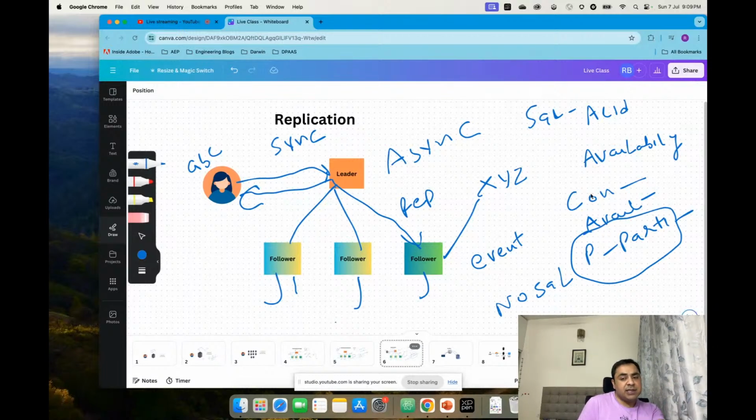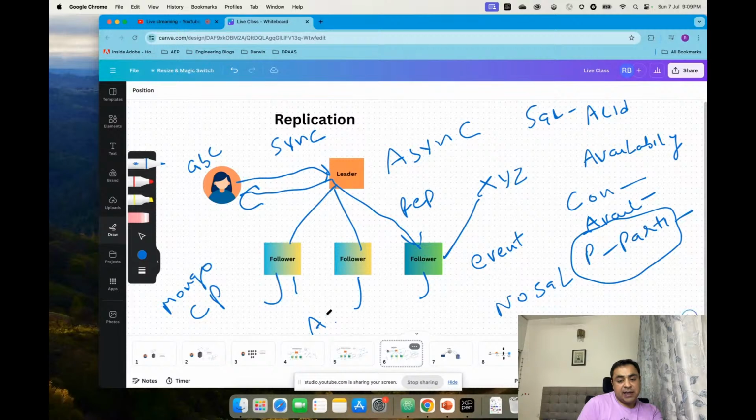If I'm choosing C, then I'm compromising on A. If I'm choosing A, I'm compromising on C, meaning strong consistency. So there are a few databases which follow CP, like MongoDB and HBase. That means strong consistency and partition tolerance by their architecture.